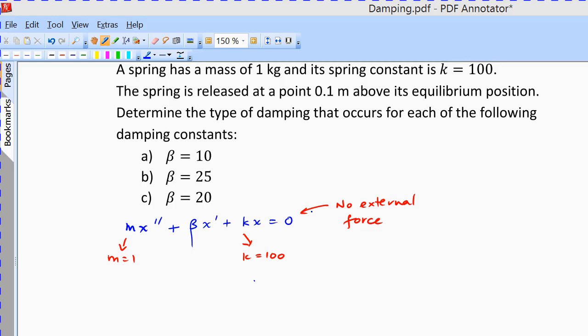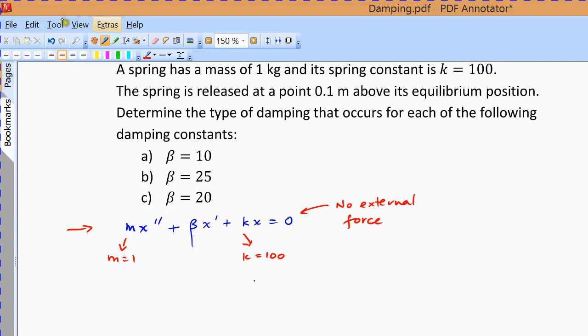Now the differential equation that we will use in this question is mx'' + βx' + kx = 0. Equals 0 simply because there are no external forces. Now m is 1 and k is 100.